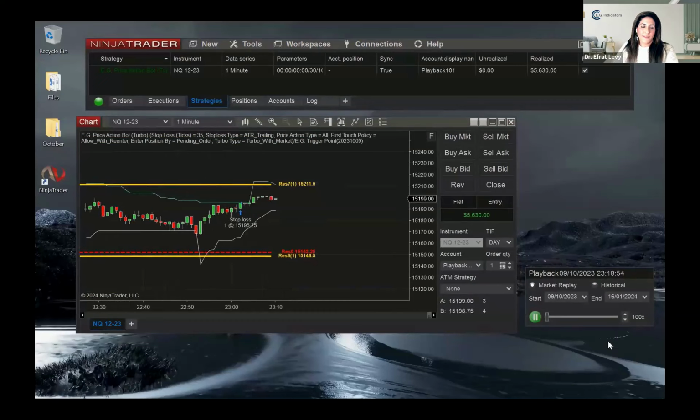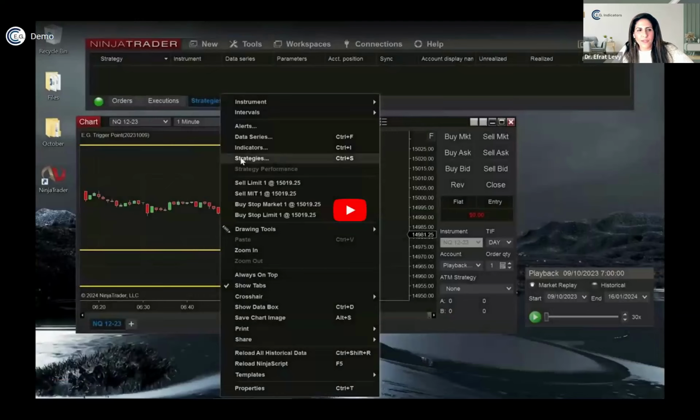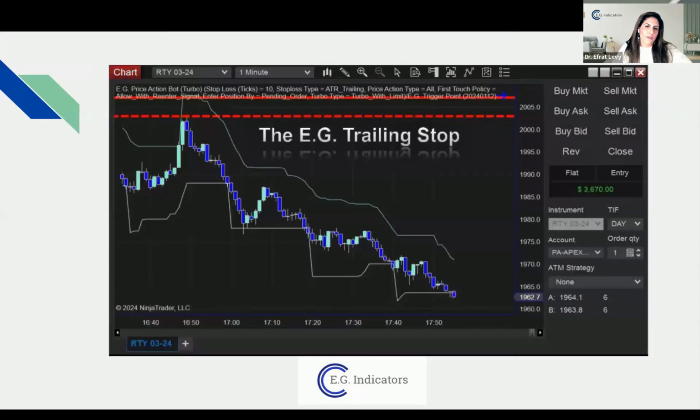And this is the end of the day, the end of the trading day. So we saw that using the EG trailing stop, the bot could maximize its profit, and using the principle of adding more contracts, this is the trailing stop, an example on the RCY.